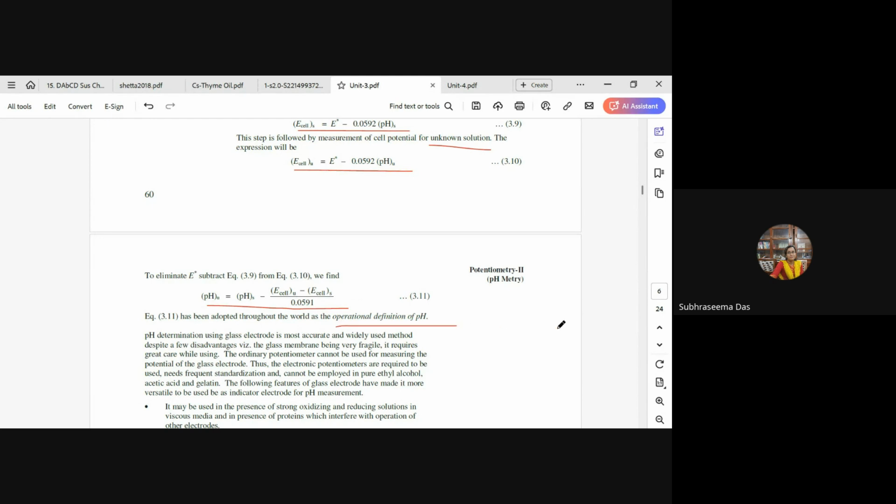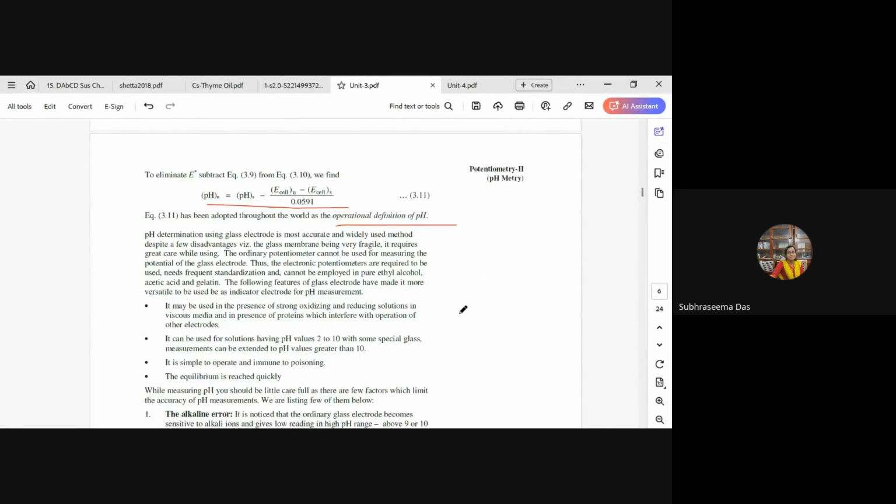We know that the mathematical definition of pH is minus log of the concentration of H plus. However, when we operate with the instrument, since so many other factors arise, to eliminate the E star, the equation 3.11 is used throughout. So pH determination using a glass electrode is most accurate and widely used.